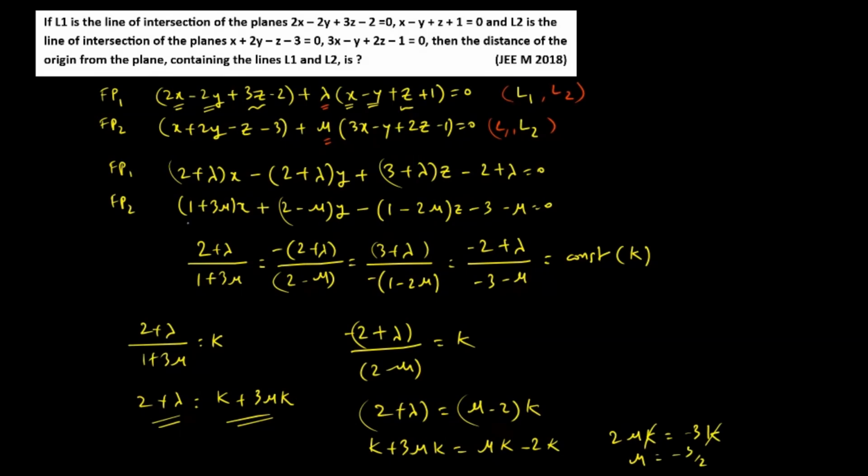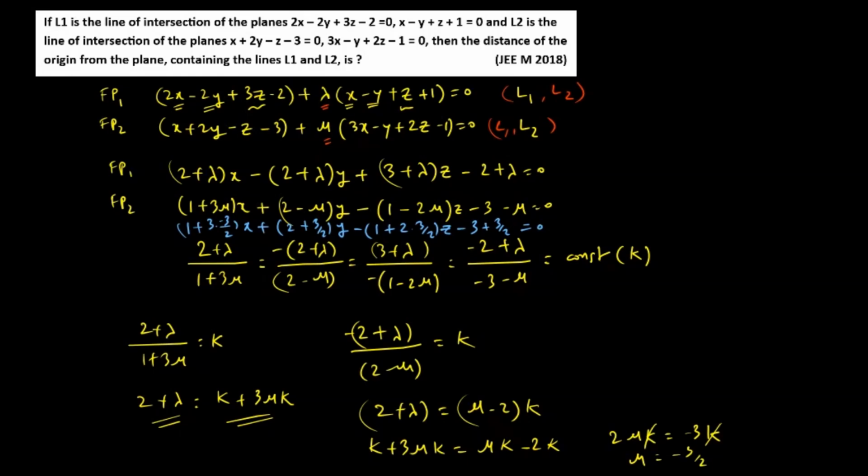That would be 1 plus 3 into minus 3 by 2, I'm just replacing mu here, x plus 2 minus minus 3 by 2 y minus of 1 minus 2 into minus 3 by 2 z minus 3 minus minus 3 by 2 equal to 0. Now I'm going to write this up.